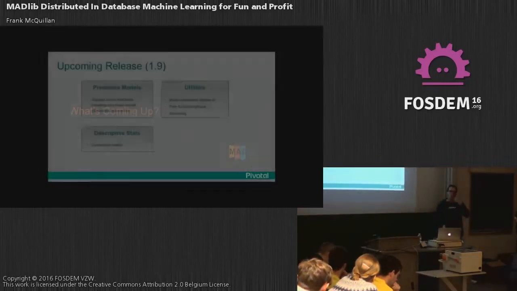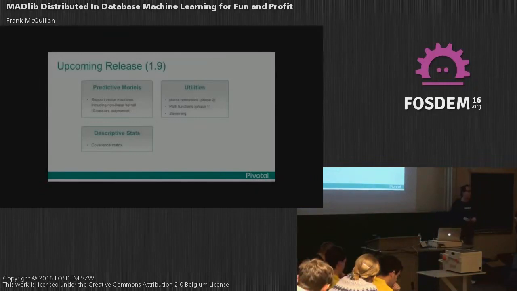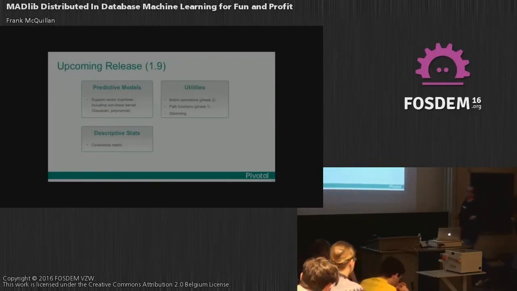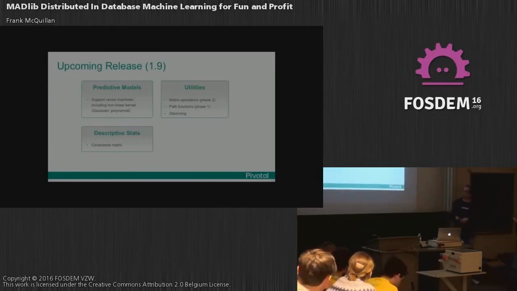Just to finish up, what's coming up: we have our 1.9 release, which is coming within the next month or so. The areas that we focused on here are that we've completely refactored the support vector machines, including support for nonlinear kernels. We've added more in the area of utilities, as I mentioned: matrix operations, path functions, stemming, and some other text analytics functionality.